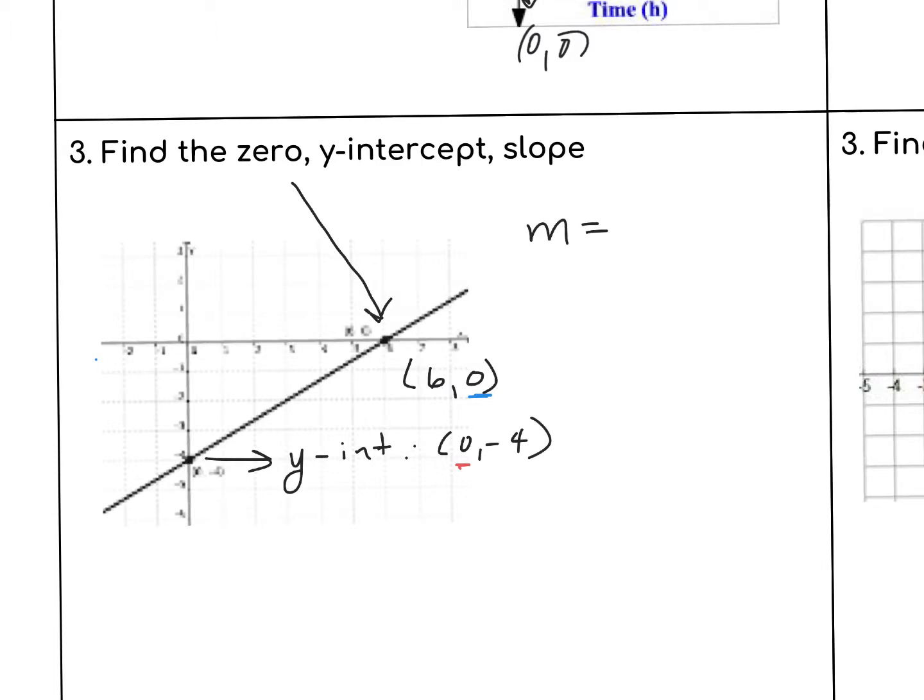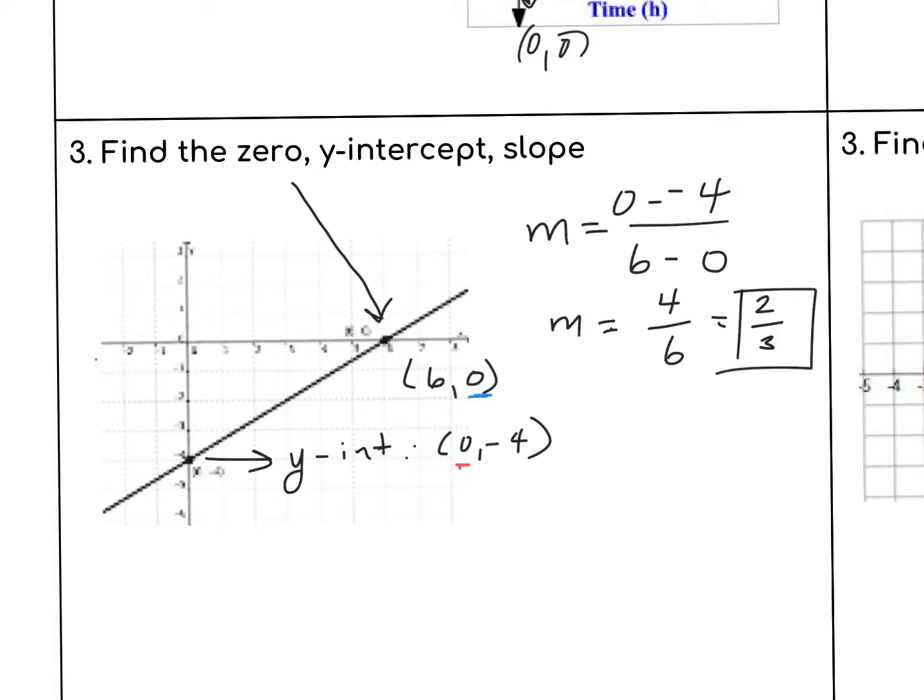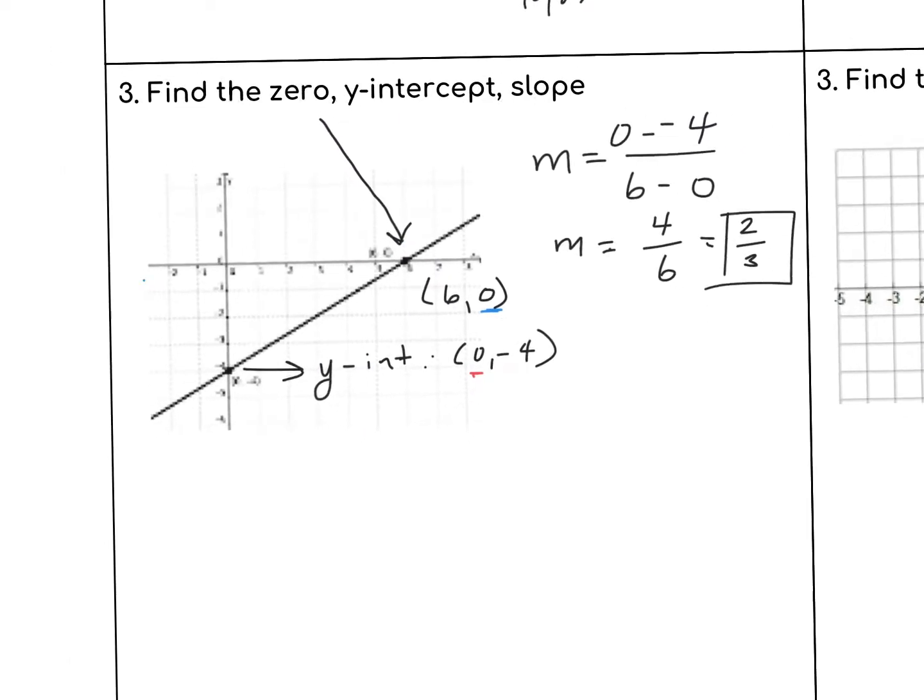So I'm going to choose 6, 0 as my second point. So I'll choose 0 on top minus negative 4, which is my first y point, divided by 6 minus 0. Simplifying this gives me positive 4 over 6, which gives me 2 divided by 3. So I've now completed this task. I found the slope, I found the y-intercept, and I found the 0, which crosses the x-axis.